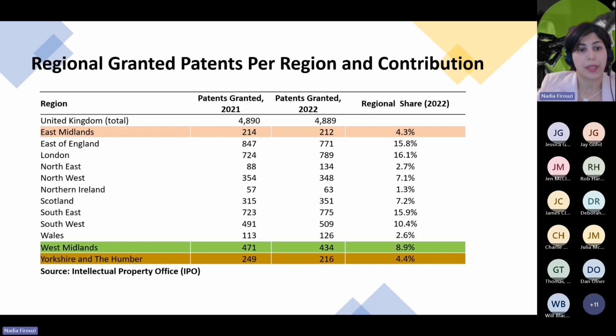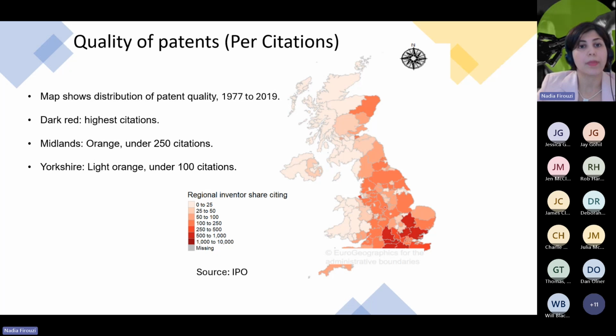Moving to the next slide, we wanted to show the map and the quality of the patents per citation that they had so far. As you see, the map illustrates the regional distribution of the sum of the patent shares by individual from 1977 to 2019, based on the patents that cite UK patents. Regions with the highest number of citations are shown in dark red. The Midlands, shaded in light orange, represent areas with fewer than 250 citations compared to the dark red, which is over 10,000. And Yorkshire is shaded in light orange, indicating fewer than 100 citations.